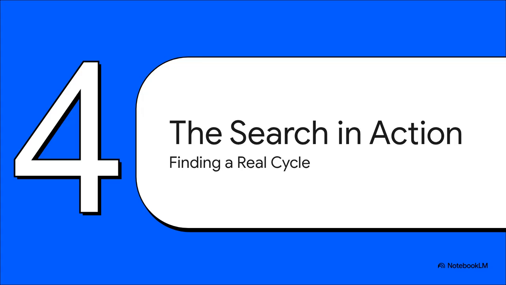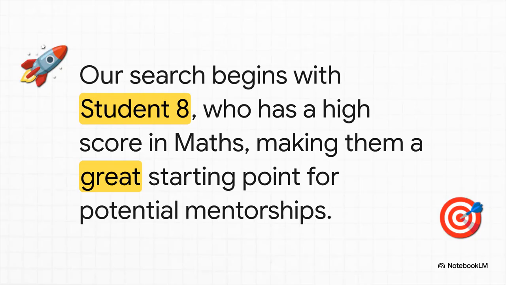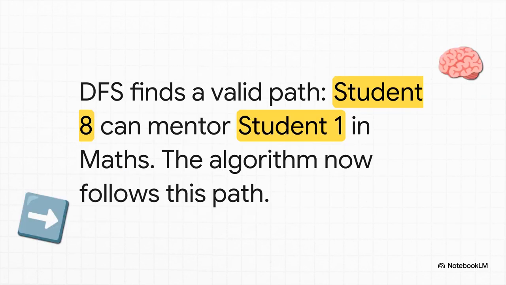Okay, that's the theory. But let's actually see this thing in action. This is the cool part. We're going to watch DFS use our sorted lists to hunt for a real mentorship cycle. And we'll kick things off with student 8. So here we go. We're starting our search with student 8, who has a pretty high score in maths, making them a perfect starting point. All right, first step. Using that sorted list we made, DFS instantly finds a path. Student 8 can mentor student 1 in maths.